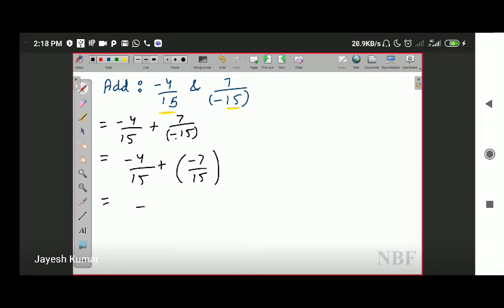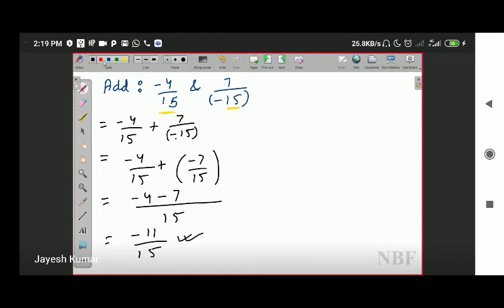I write down the common denominator. After that, we check the numerators and write them as they were. Minus 4 as it is, minus 4. Minus 7 and plus: plus into minus will be negative 7. We simplify it and we get minus 11 upon 15. I don't think there is any other problem in this. It is easily understandable.